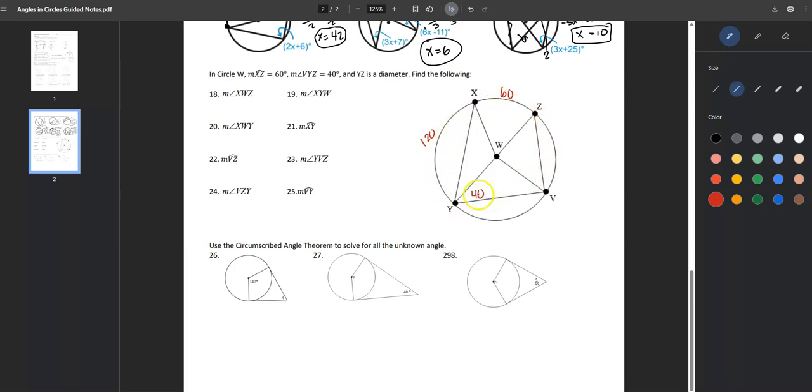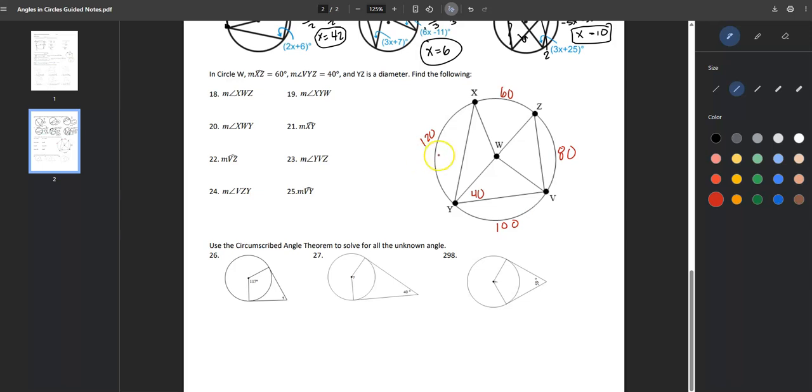And then I've got 40 with these 2 chords. If I get rid of those, this arc over here should be double of that. So double of 40 is 80. So from Z to V should be 80. And then I can finish my 180 by going 100 from V to Y. So that gets me all my arcs, everything on the outside, okay?